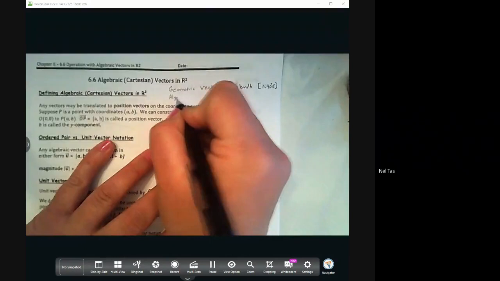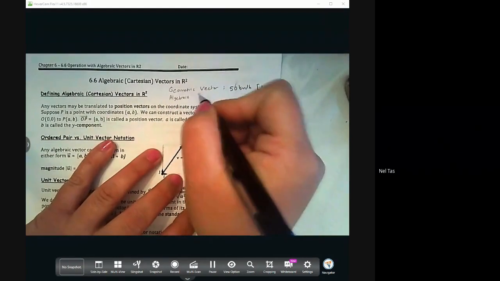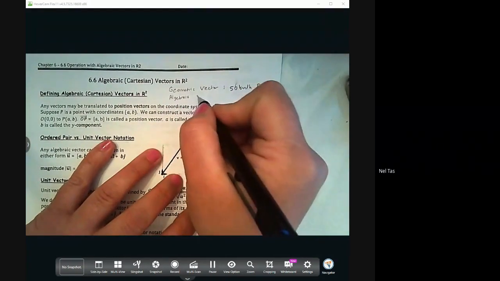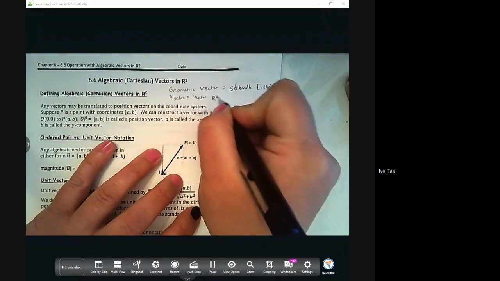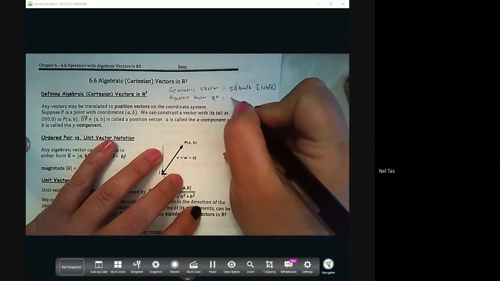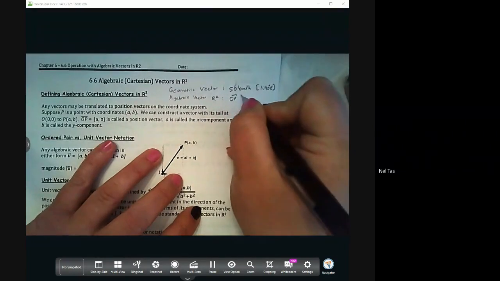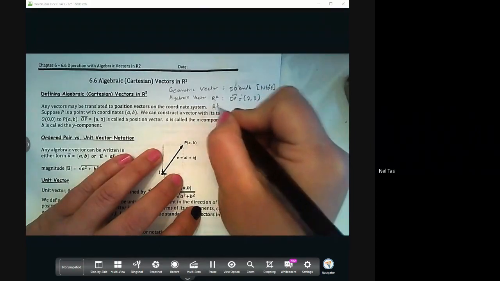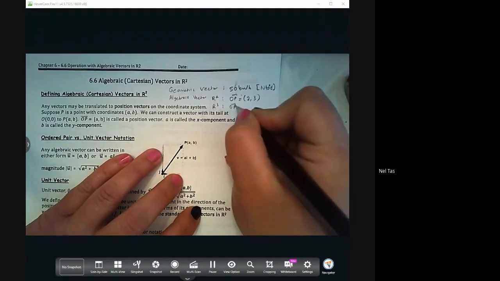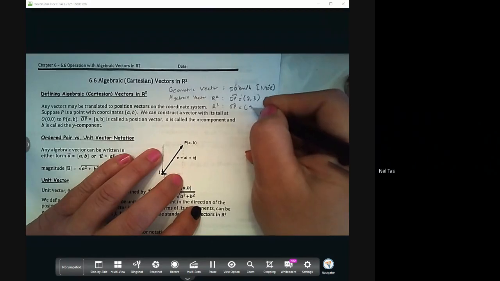Algebraic vectors. So we represent the algebraic vectors with the coordinates. If we are in R2, we may have a vector OP. So in R2, we have two coordinates. So let's say 2 and 3. Or in R3, a vector OP should be represented with three coordinates. Let's say 5, 0, 1.